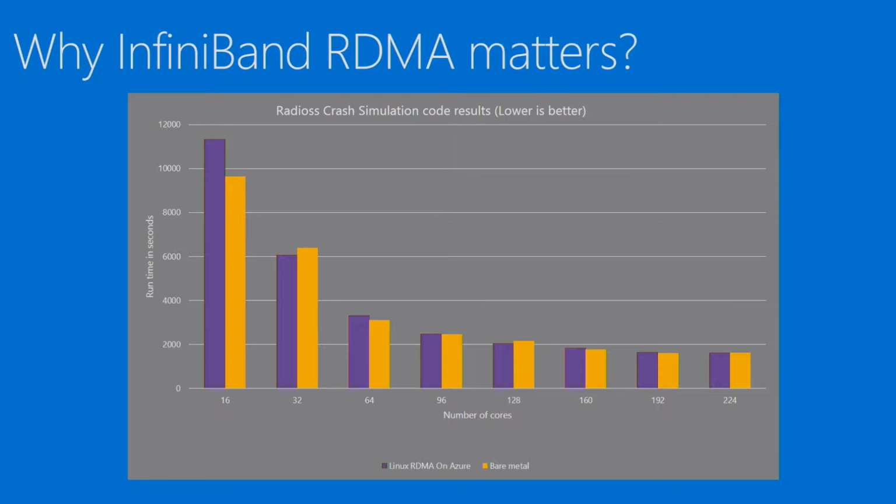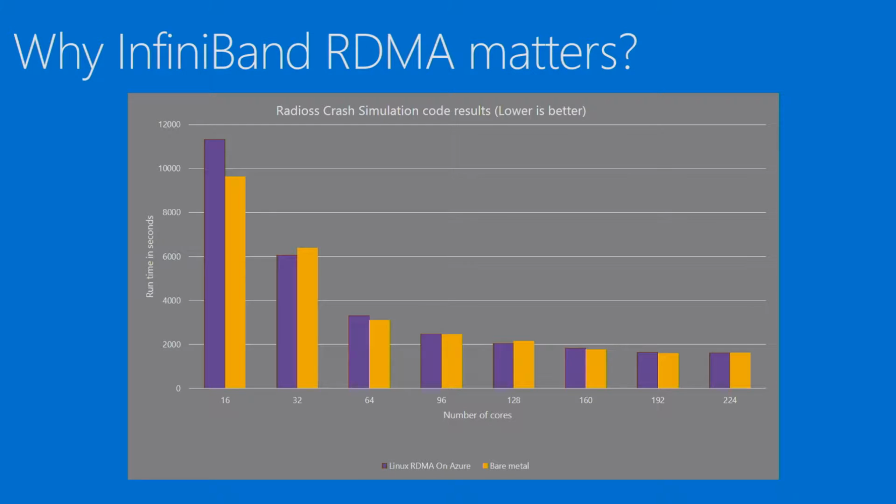So why InfiniBand RDMA matters for tightly coupled applications. This is a crash simulation code called Radioss from Altair Engineering, and you see the performance is close to bare metal. Bare metal means these guys had the servers in their data center, no virtualization, running with a similar kind of setup with Sandy Bridge. This was done on A9s in Azure on Sandy Bridge processors and QDR InfiniBand. You see the performance is almost identical as you start scaling the job up to 200 cores. In some instances, even faster.